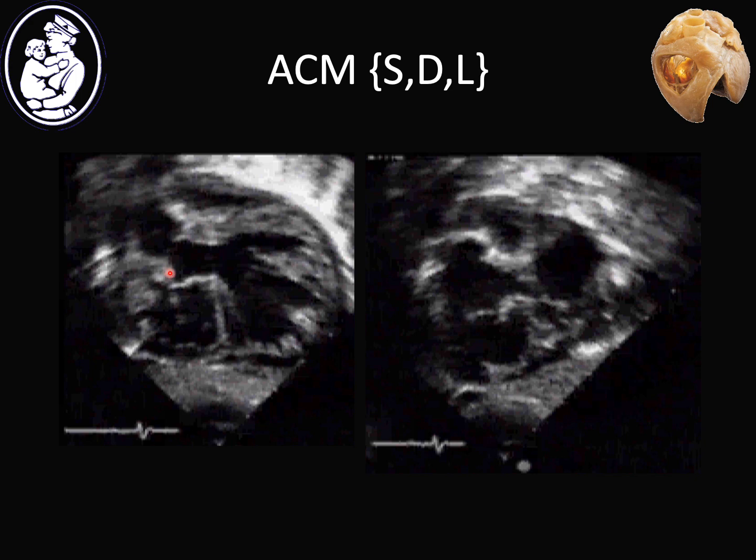There's a small amount of conus or infundibulum here separating the pulmonary valve from the tricuspid valve. The subpulmonary infundibulum or conus is somewhat deficient in this case.